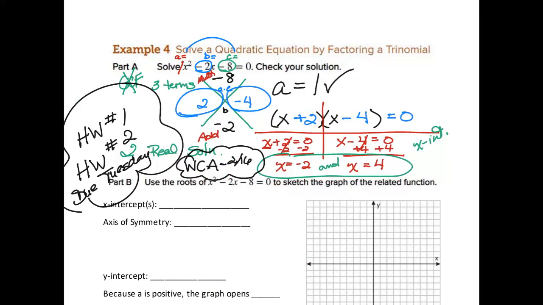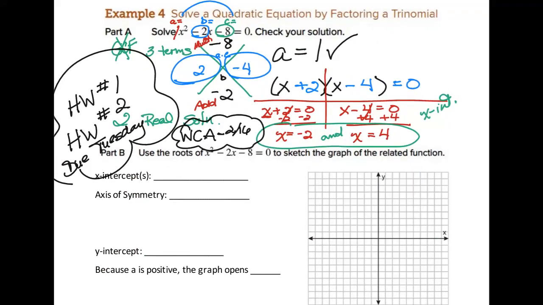We were solving these quadratic equations by factoring, and we have to make sure that they are set equal to 0. Then we find our factors, and when we have set those equal to 0, we solve for that x. Okay? Solve for that x. Now, we did this part A for this equation. Now we're going to follow up with part B because we can actually sketch a graph from this.